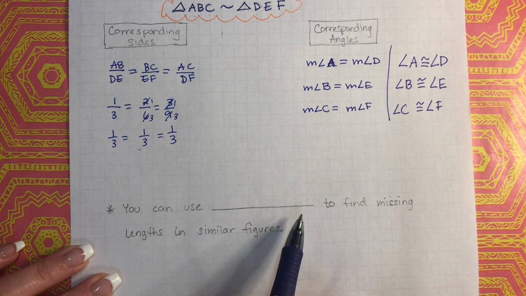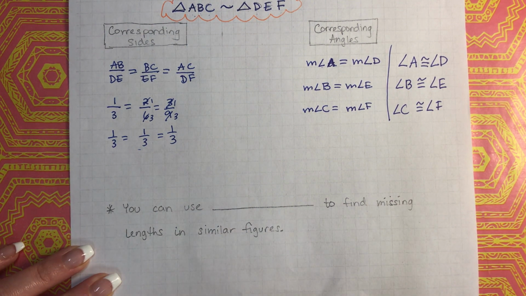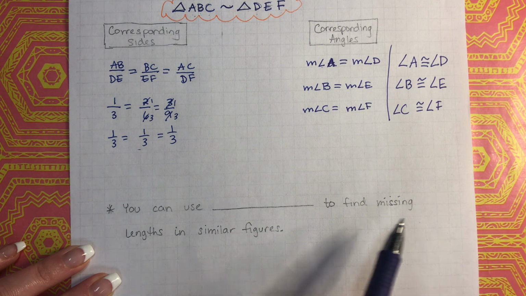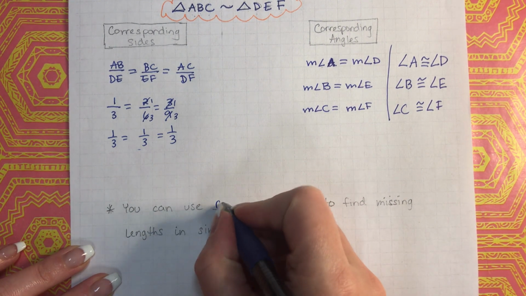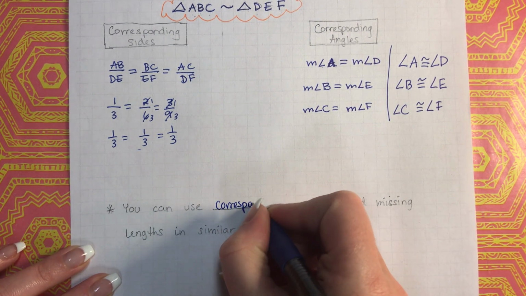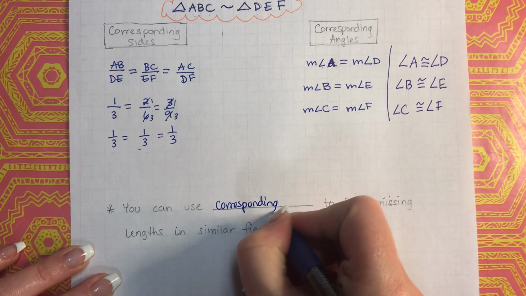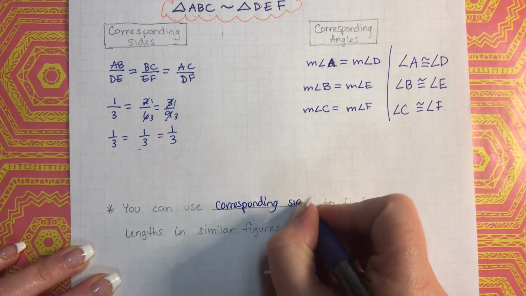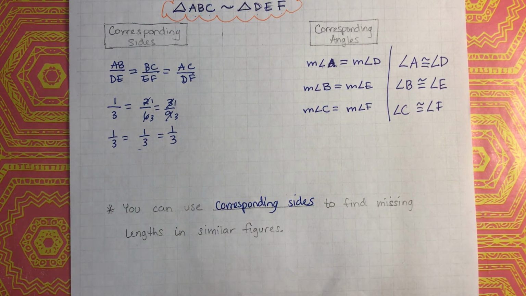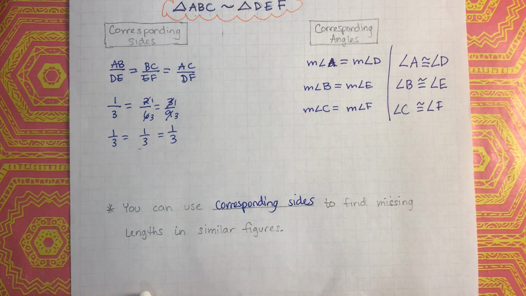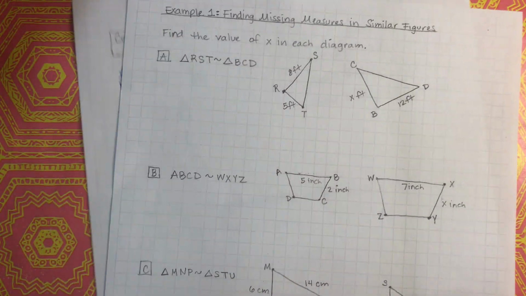It says you can use blank to find missing lengths in the similar figures. So you can use corresponding sides. And the next problems that we're going to look at are going to deal with this. Okay, corresponding sides.